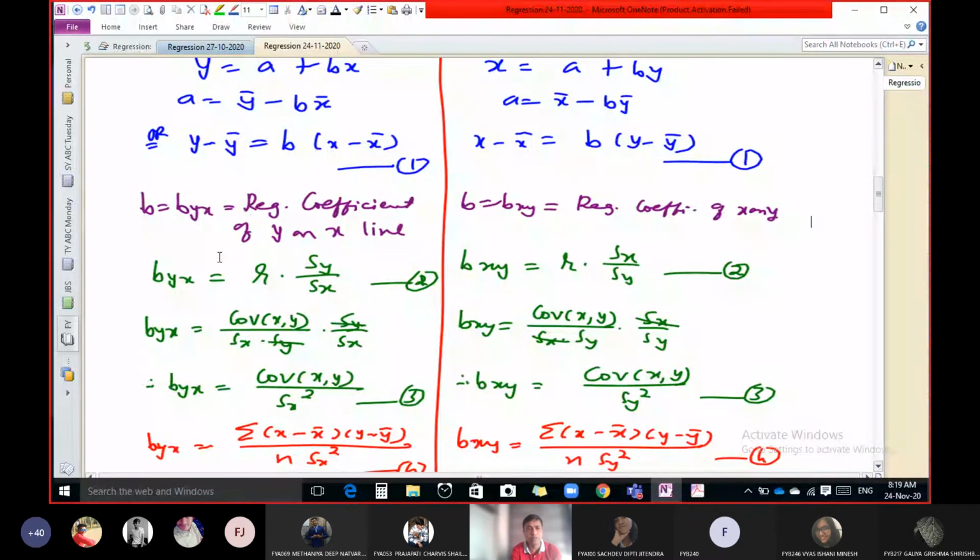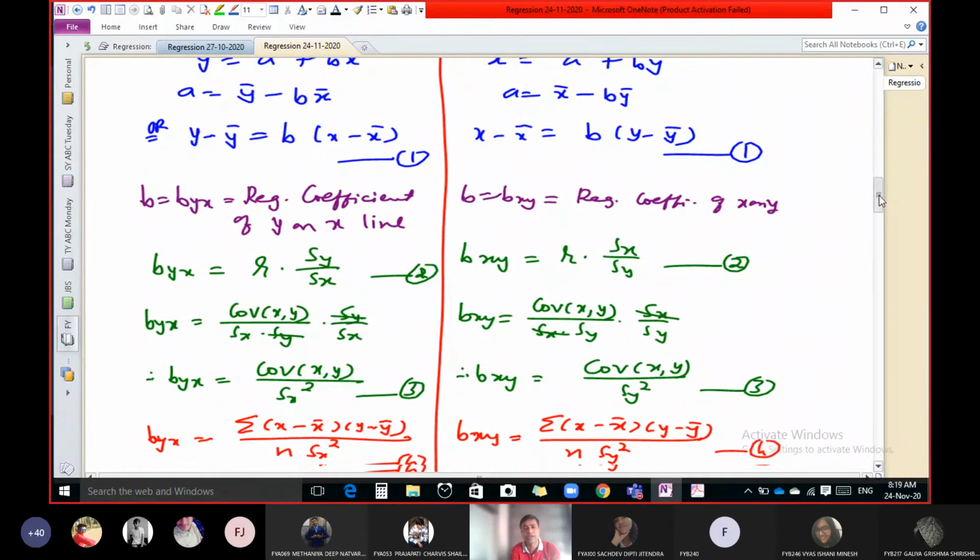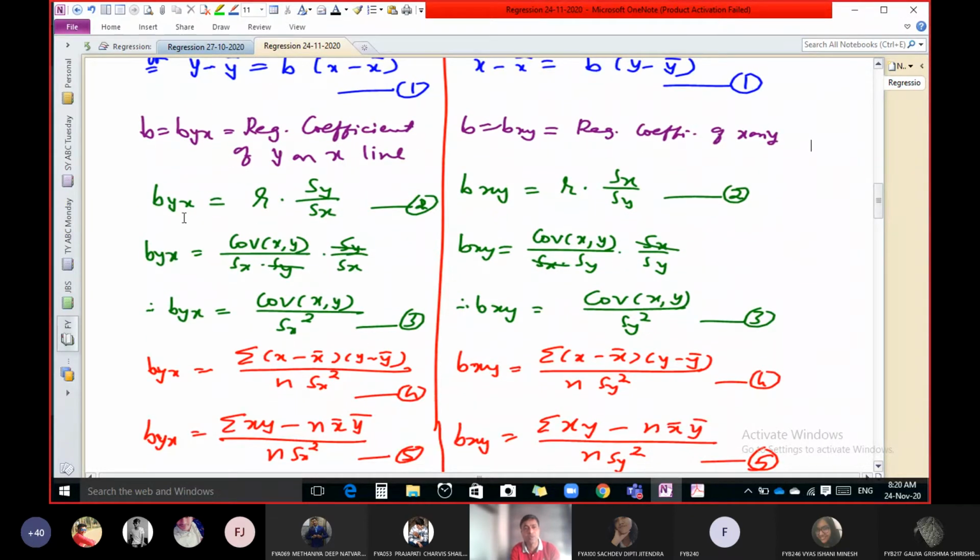Okay, now what is byx? For byx, there are different formulas. How to obtain this formula? By using which method? Least square method. You have to learn all these formulas. byx equal to r into sy upon sx, or bxy equal to r into sx upon sy. You can interchange x and y here, and you will get this formula.